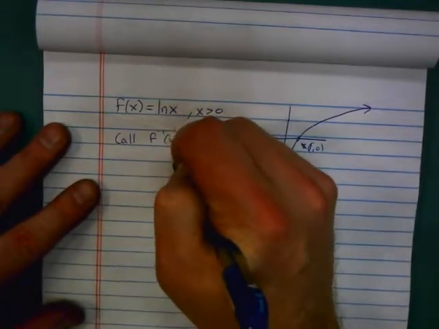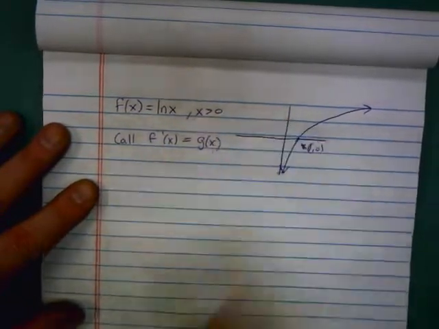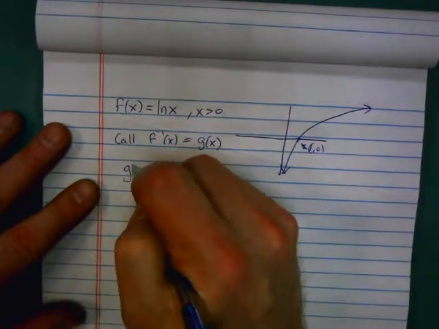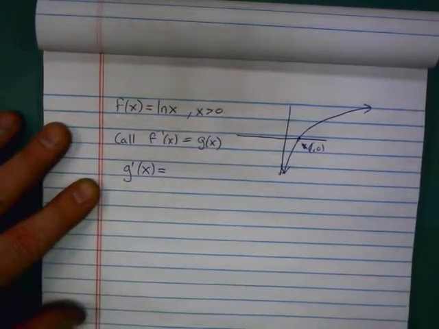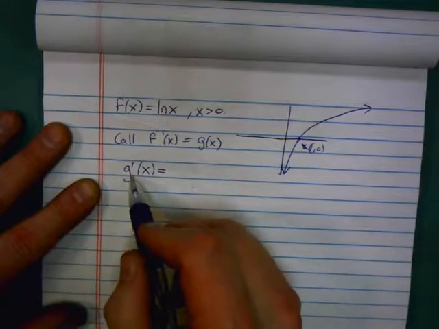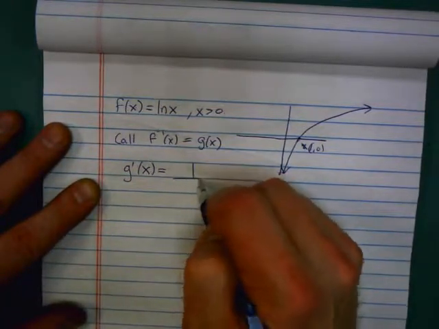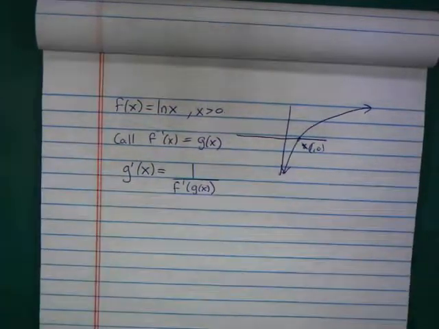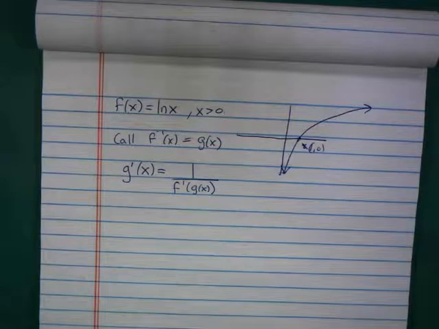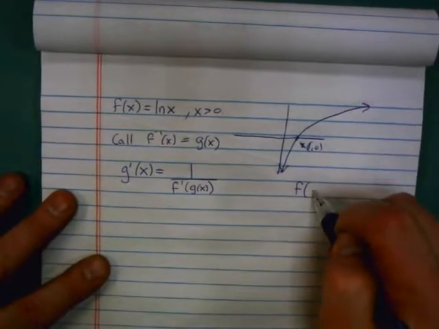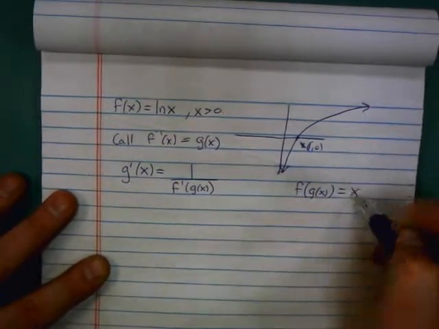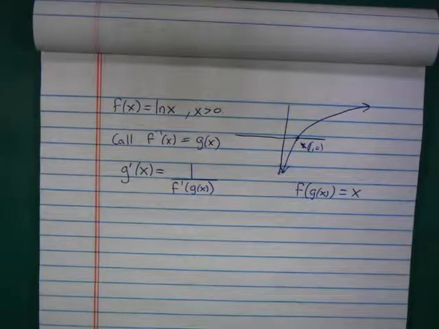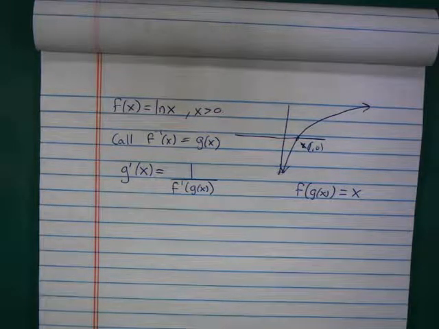Call it f inverse of x. We'll just call it g of x. Then what's its derivative? Well, according to our rule, the derivative of g of x would be 1 over f prime at g of x. Shouldn't that just equal x? Isn't that the rule? Well, f of g of x would equal x. But I got f prime sitting there, unfortunately. But it's going to work out real nicely.